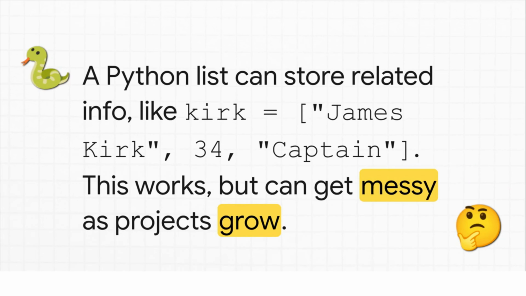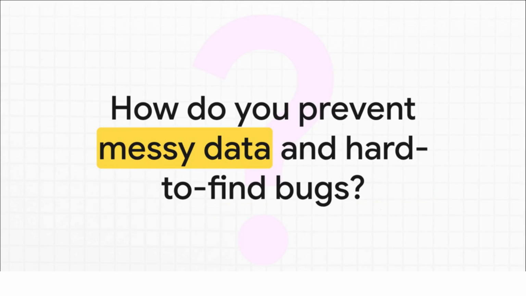So you might start out with something like this, right? A simple Python list to hold some related info. We've got a name, an age, a role, it's all in there. And look, for a quick script, this is totally fine. But what happens when your project isn't so quick and simple anymore? And that's where the trouble starts. When you have hundreds of these lists floating around, how do you keep track of what's what? Is index 1 the age or the rank? What if you forget to add one of the items? It gets confusing fast. And that is the exact problem object-oriented programming was born to solve.